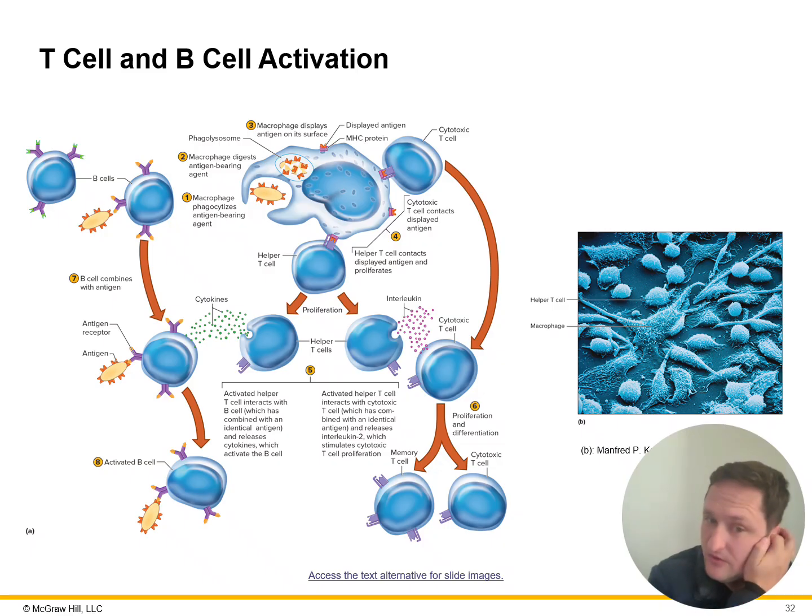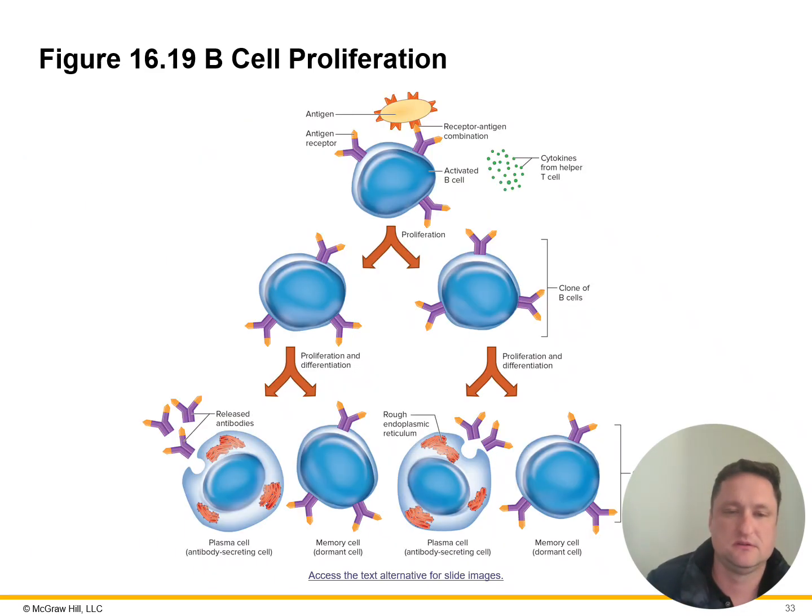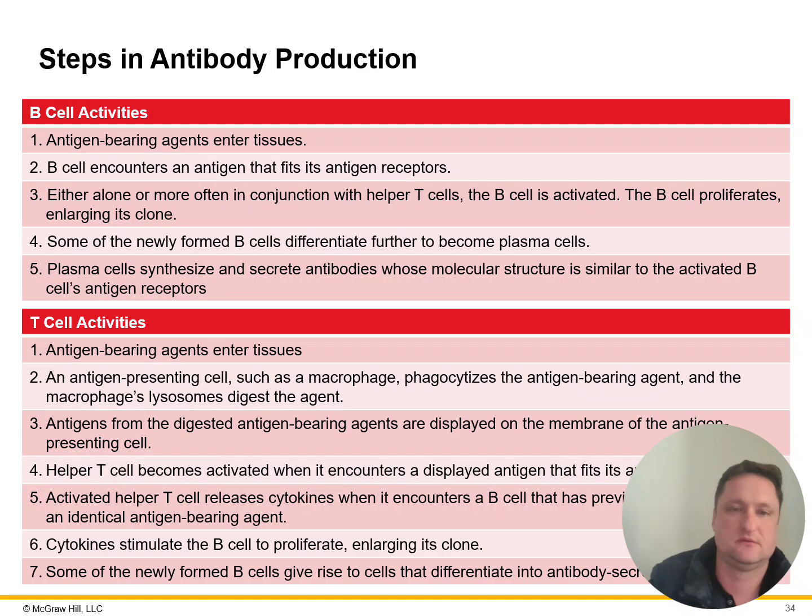Okay, here's a visual on how the T and B cells are activated and the B cells clone themselves. Okay, just the next step in this cloning process for the B cells, where they become either plasma cells making antibodies or they become the memory B cells. And a study guide for you guys.